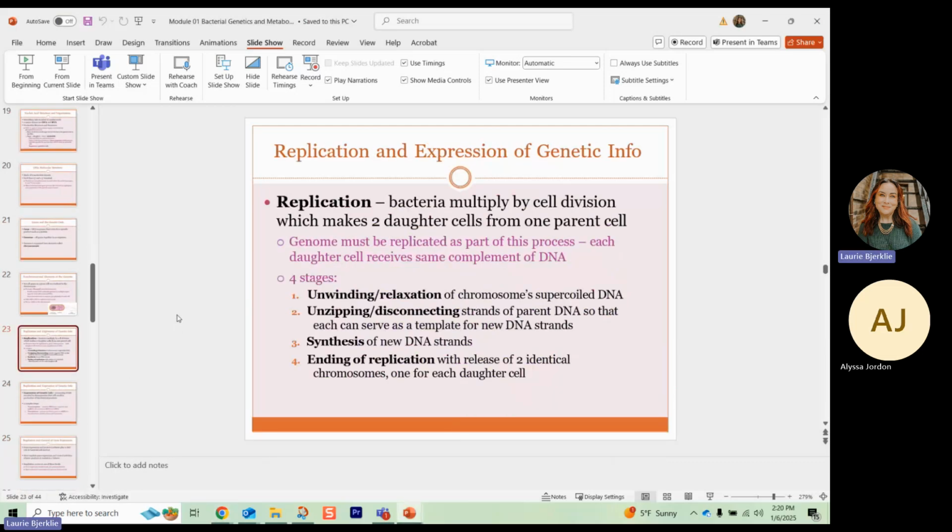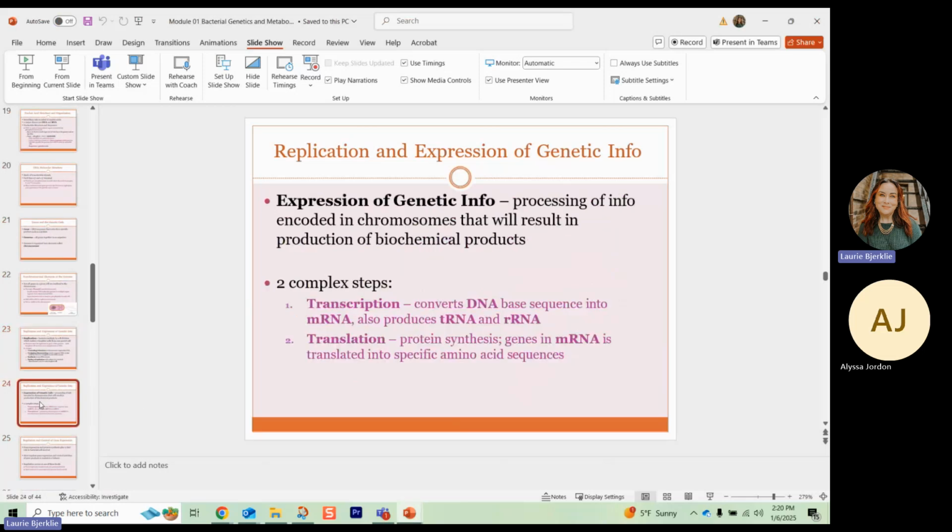Okay. All right. So again, replication: all bacteria want to multiply by cell division. So they're going to make 2 cells from their one parent cell. And as they do that, they replicate their entire genome and give that genome to those daughter cells. So there are different stages of replication listed there. Again, I am not testing on this. This is just background information. It's similar probably to what you've learned at some point.